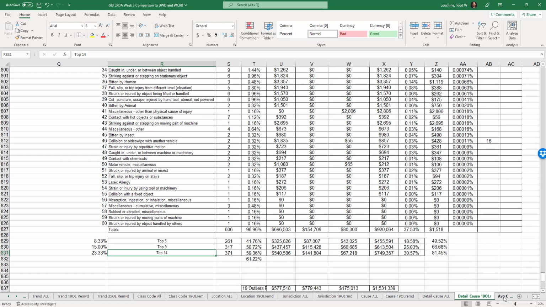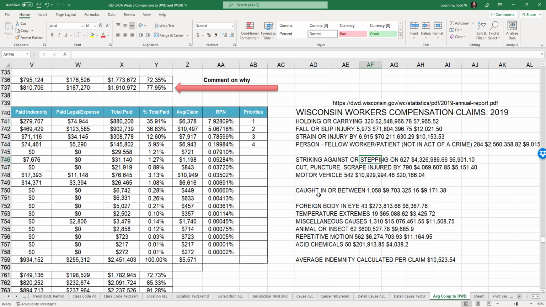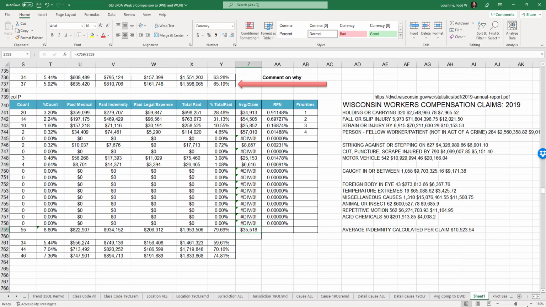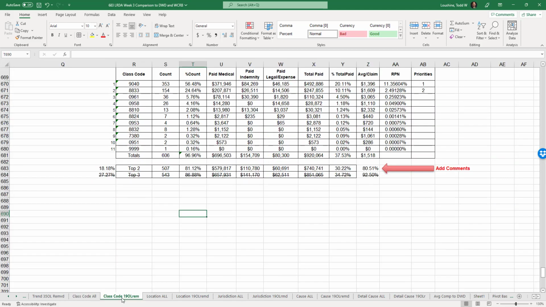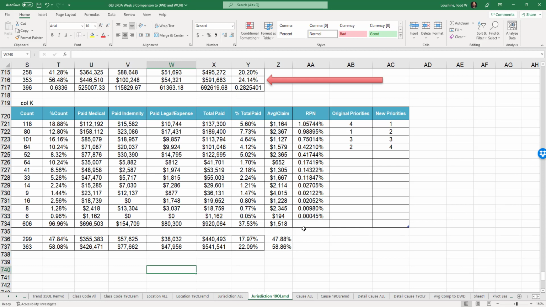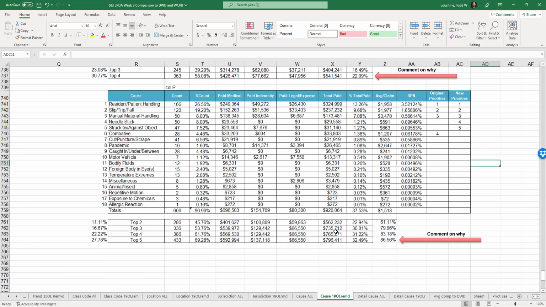So the next step, and then start doing this stuff because it's kind of fun to look at. So this is what the medical claims in. This is what the medical claims out. And I'll add some comments here. So now we're going to try to narrow down our focus to a class code or a jurisdiction. And then within those, we're going to look at the causes, because this will self-populate.